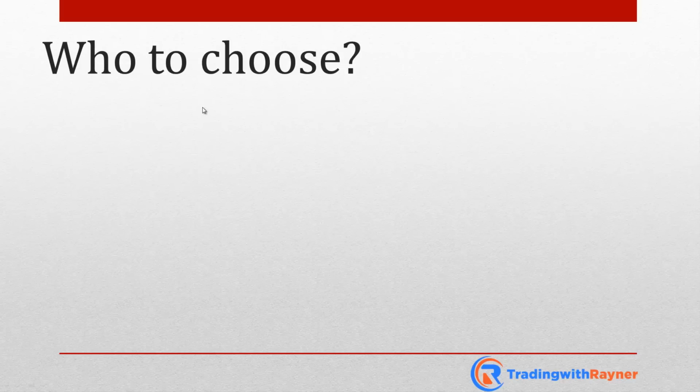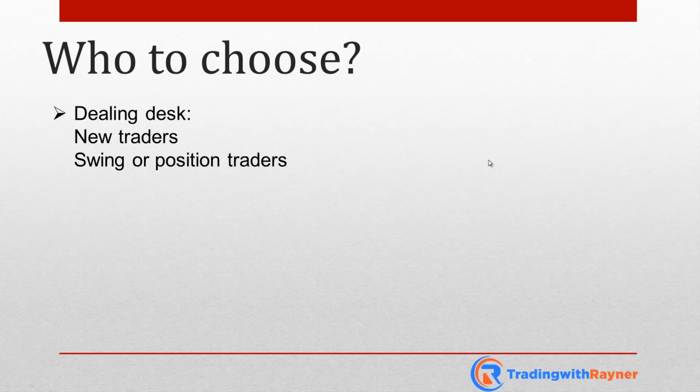So who do you choose as your broker? Should you go with the ECN, STP, or market maker? For the dealing desk, otherwise known as market maker, I recommend it for new traders because primarily they allow you to trade nano lots. This means you can trade less than 1,000 units, which helps you better manage your risk. This is important for new traders because you don't want a fixed minimum lot size like one lot. If your account size is too small, you can't apply proper risk management and you might end up losing a lot faster. So for new traders, I recommend going with a dealing desk.